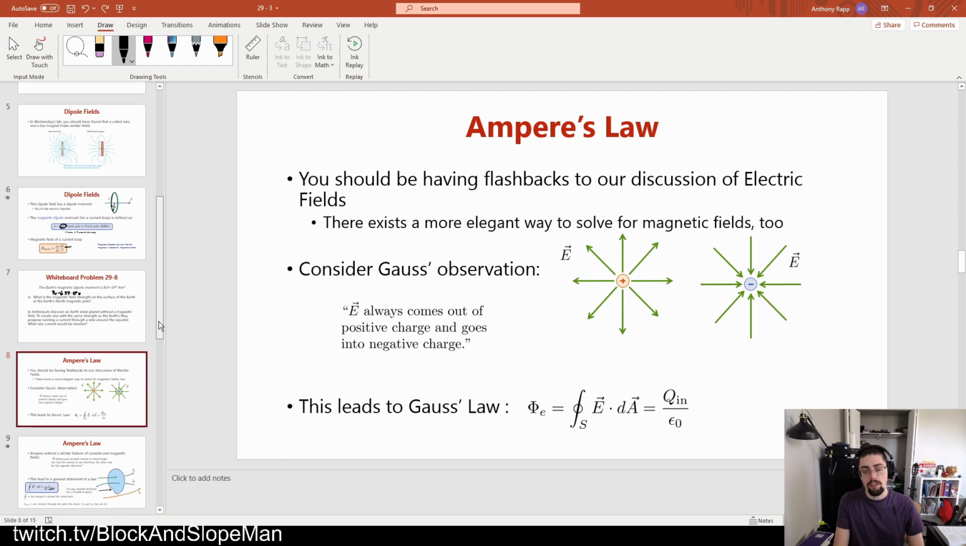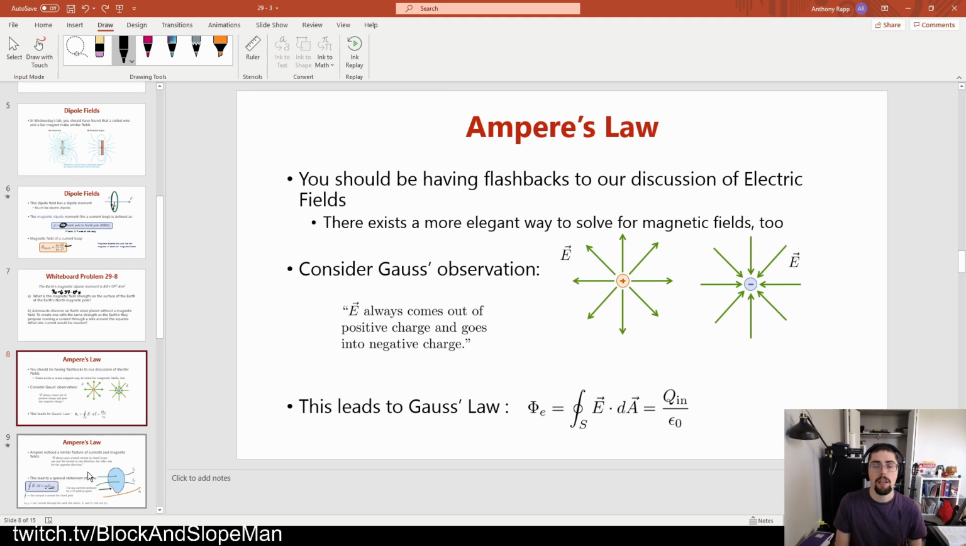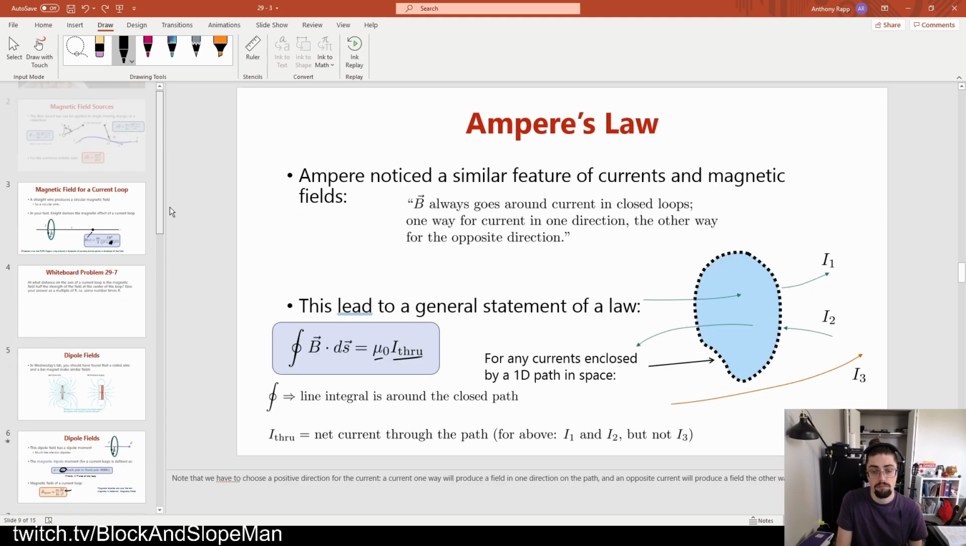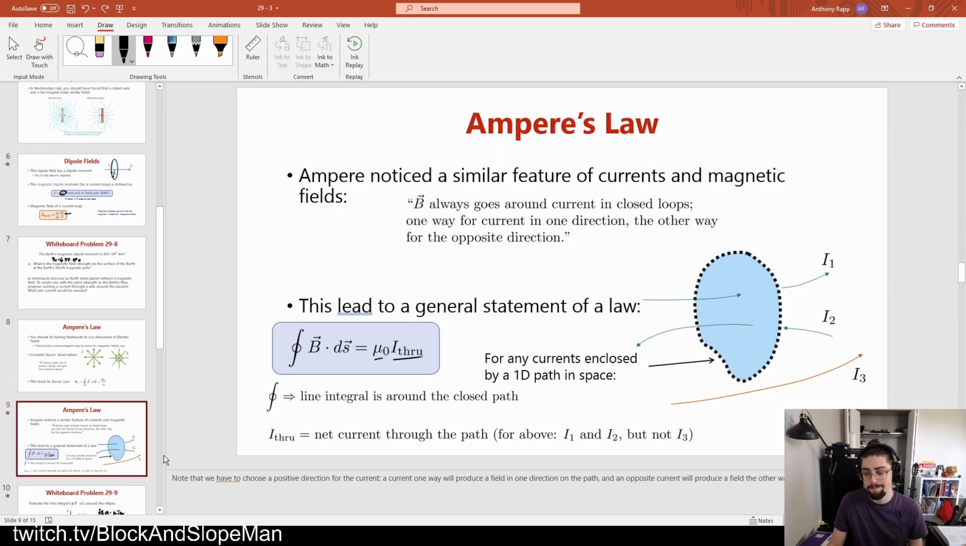Is there a similar thing for magnetic fields? And you should know by now, of course there is, right? They're the same force. They've got very similar things the entire time. But instead of Gauss's law, this is now Ampere's law. And it's also not using whole shapes anymore. Now we're actually just focused on loops, right? Which is all about this stuff. Loops for days. So here's Ampere's law.